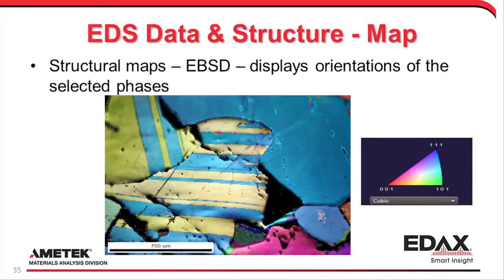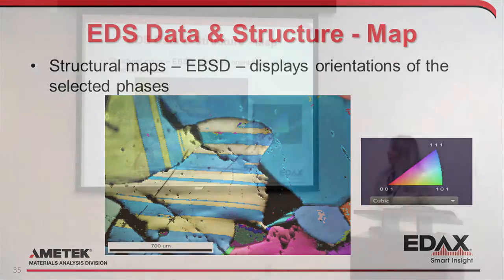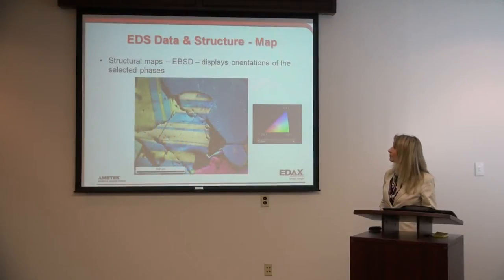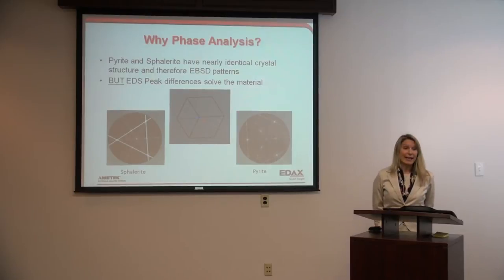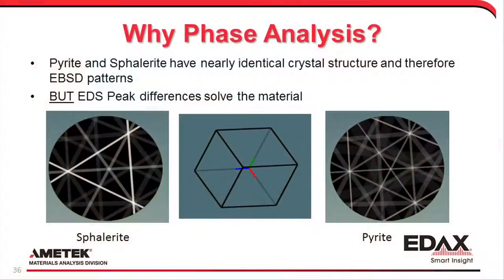And EBSD goes one step further, and it shows what the microstructure and the orientation is. This is very important because, for example, we see that one of the phases, twins, shows those bands, while the other phase does not. So altogether, with EDS and EBSD combined, you're able to take structures that have nearly similar band patterns and use EDS to differentiate what peak or what point belongs to which phase.